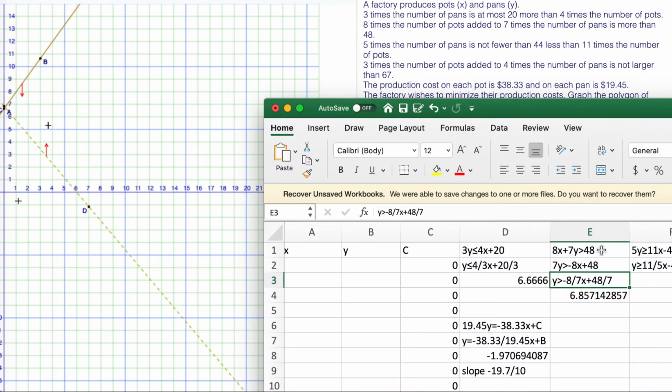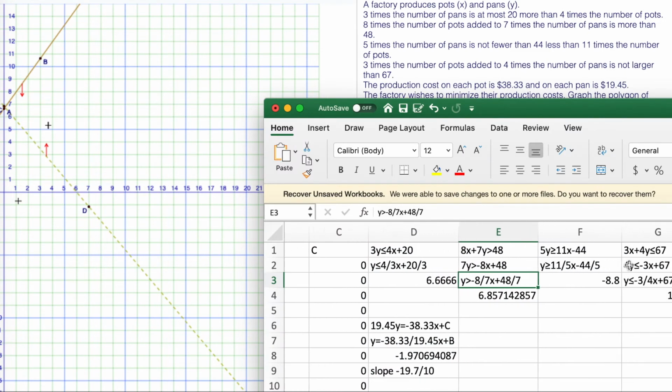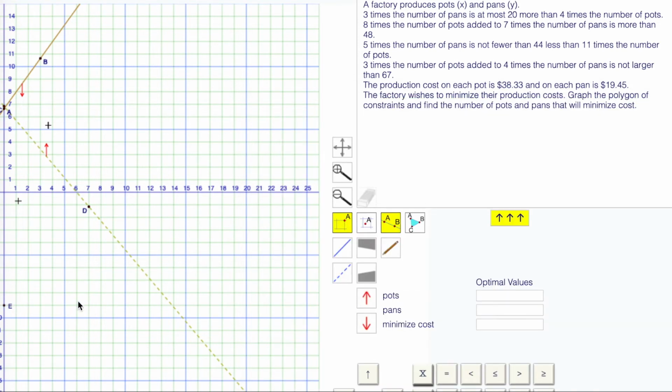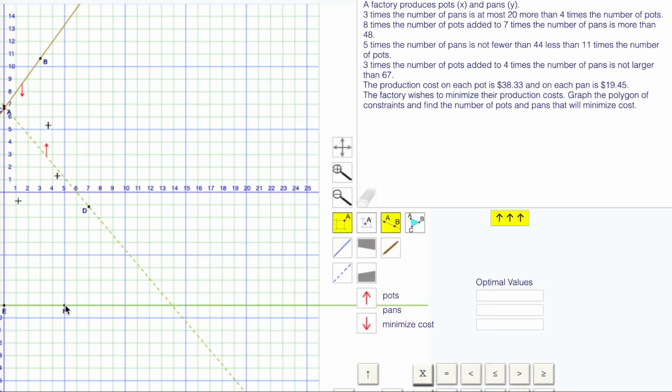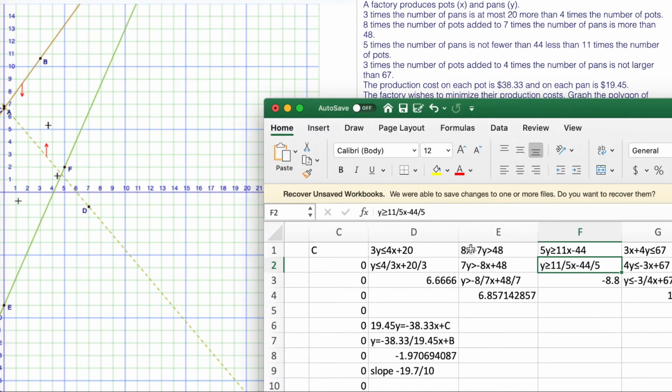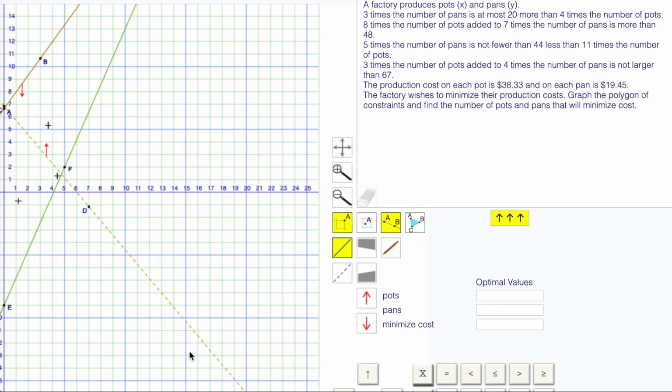Our next line, y is greater than or equal to 11/5 x minus 8.8. So let's go and get our negative 8.8, which is really close to 9. Our slope is 11/5, so over 5 and up 11, up 10 and up 11, maybe like that. It's greater than or equal to, so we're shading above, and it's a solid line like that.